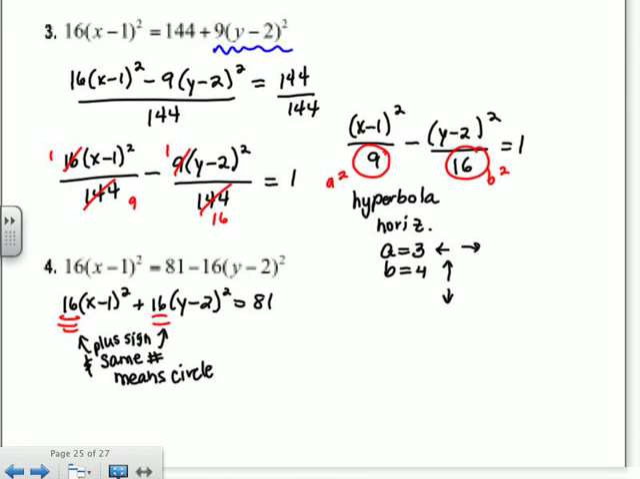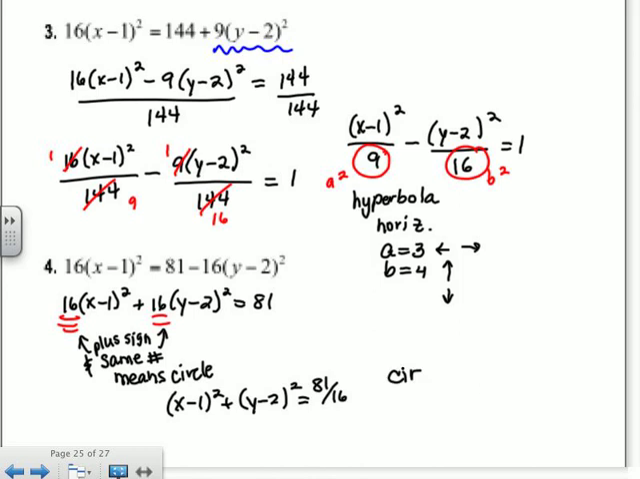Okay, so I know I'm going to have a circle. It's almost looking like a circle, except I need x minus h squared plus y minus k squared equals r squared. So I don't need these numbers out front. Now I'm going to divide by 16. So I'm going to have x minus 1 squared plus y minus 2 squared equals 81 over 16, and that doesn't actually reduce. Okay, so it's a circle.